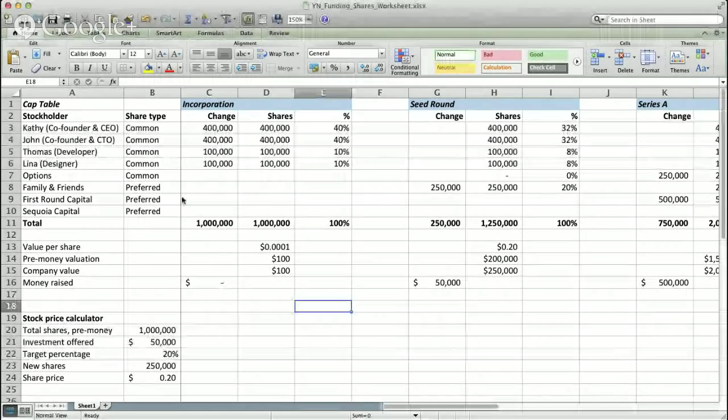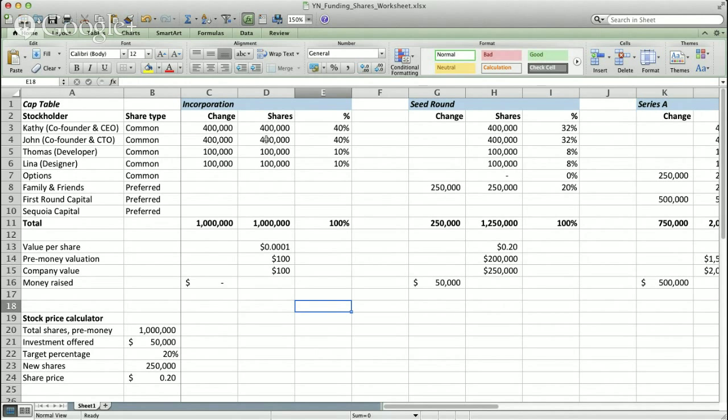So this is a slightly more complicated spreadsheet, but really not that much. I'm going to walk you through it just like what I did with the other sheet. So what I made here is what's called a cap table, a capitalization table, which outlines the different stockholders of a typical tech company.